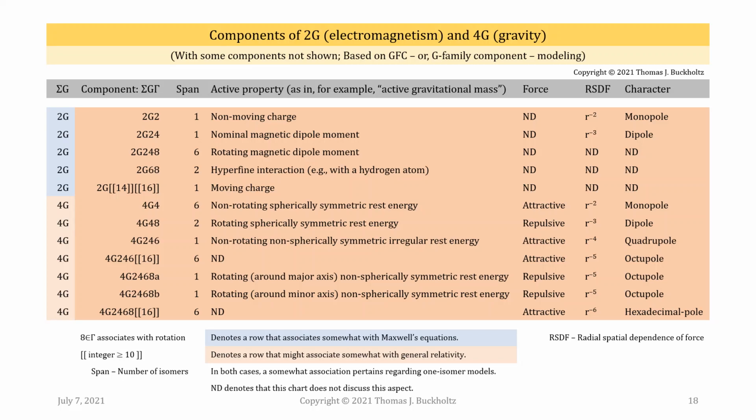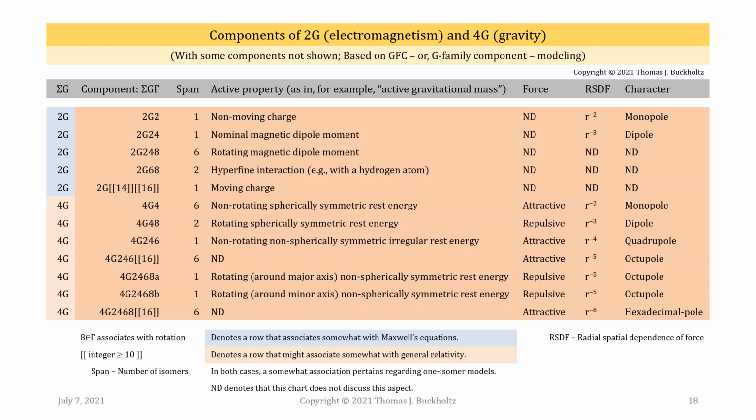This chart features some proposed modeling components of 2G, or electromagnetism or photons, and of 4G, or gravity or gravitons. The components sigma g gamma are solutions to double-entry arithmetic equations. For example, 4G4 associates with, in many situations, most of gravity. For Newtonian modeling, 4G4 associates with an attractive force, with a monopole, or radius to the -2 power, spatial dependence of force, and with a span of 6, as in 1 mostly ordinary matter and 5 all dark matter, isomers.